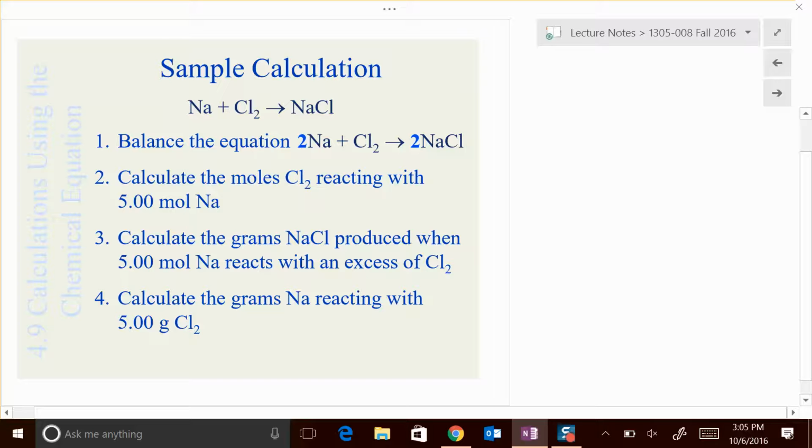So let's practice. Calculate the moles of chlorine reacting with 5 moles of sodium. Okay, so set it up. I don't care about the answer right now. All I care about is if you're setting it up correctly. So just try to set it up. Moles of sodium to the moles of chlorine. 5 moles of sodium, how many moles of chlorine?